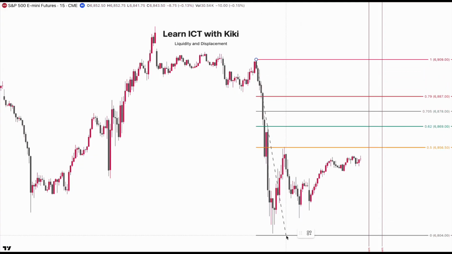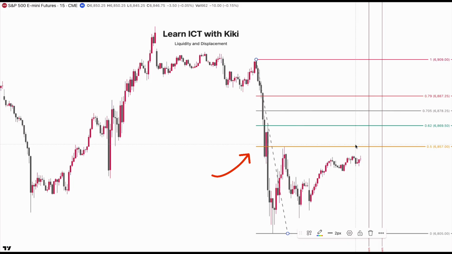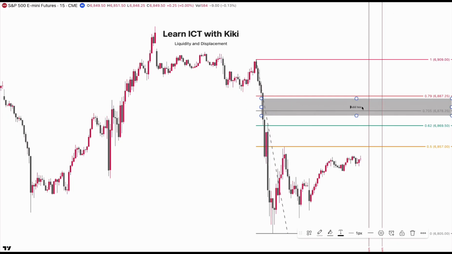Next, I'm using the Fibonacci tool to identify equilibrium. Anything above the 50% level is considered premium, and anything below is at a discount. Right now, price is trading in discount. If we're looking to buy, we want to buy at discount, and if we're looking to sell, we want to sell at a premium. I'll also do a separate video breaking down discount and premium because this is extremely important when deciding where to enter trades.